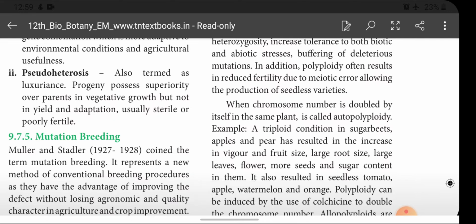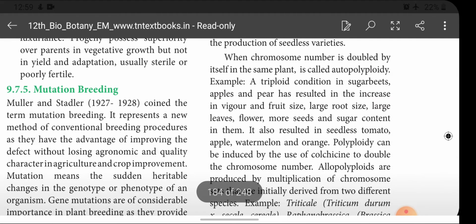In addition, polyploidy often results in reduced fertility due to meiotic error, allowing the production of seedless varieties. Okay, so polyploids have reduced fertility due to meiotic error. Because of that, they produce seedless varieties.